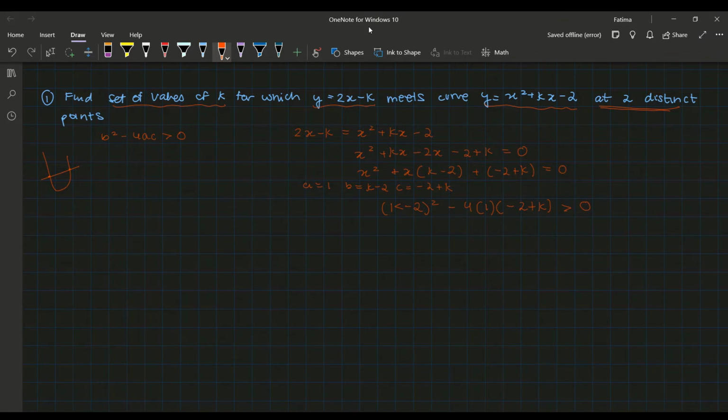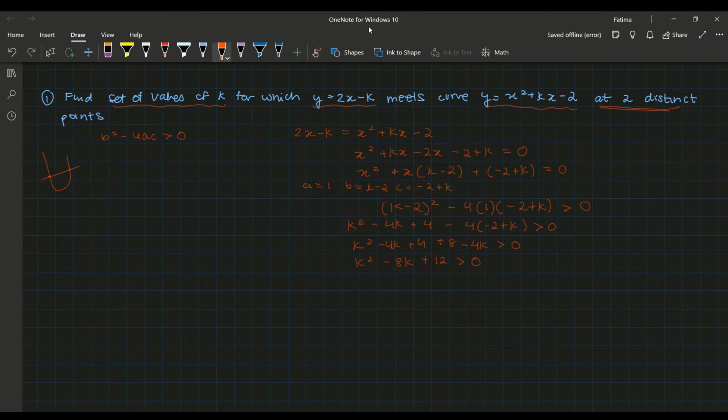Now we don't have any x values, we only have k values, and we can solve for this by rearranging it and so on. So (k minus 2) whole squared is essentially k squared minus 4k plus 4, minus 4 into (minus 2 plus k), is greater than 0. So k squared minus 4k plus 4, minus 4 into minus 2 is plus 8, minus 4 into positive k is minus 4k, is greater than 0. So that's k squared minus 8k plus 8 plus 4, that's positive 12, is greater than 0.